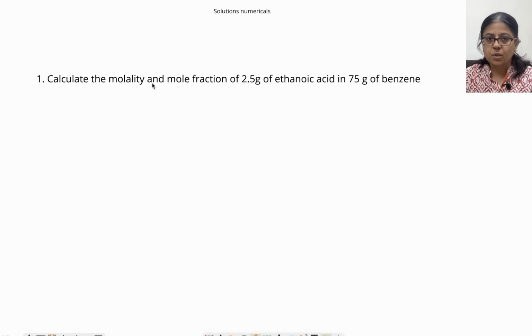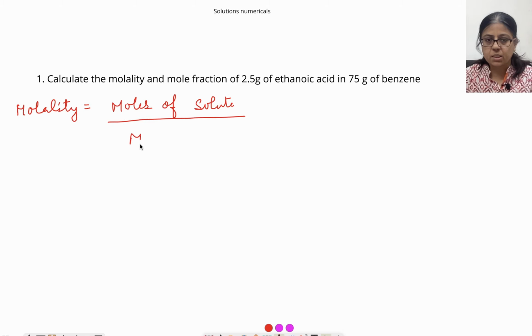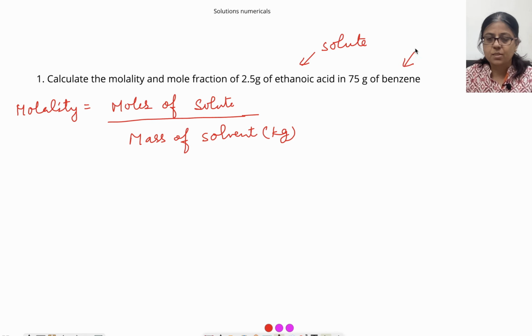Here you have to apply the formula for molality and mole fraction. How will you apply the formula and how to calculate the values here? So first of all, see, molality is equal to the number of moles of solute divided by the mass of solvent taken in kg. The solute here in the question is 2.5 gram of ethanoic acid. So ethanoic acid is acting as a solute here, and it is dissolved in 75 gram of benzene. So benzene is the solvent here.